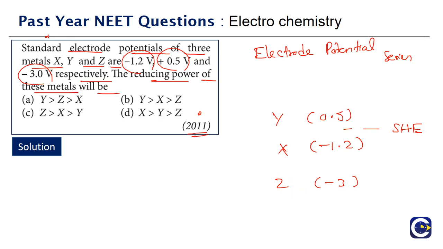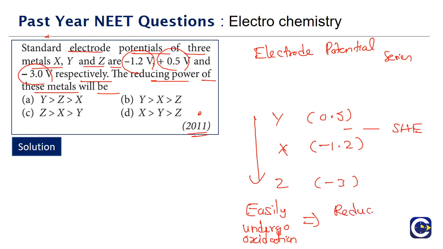So remember, if we go to the bottom of the series, these elements can easily undergo oxidation. Top easily undergo reduction, bottom easily undergo oxidation. Means when they are able to easily undergo oxidation, what does it mean? Their reducing power will be high. So when they are able to easily undergo oxidation, their reducing power will be high. Means at the bottom we will have the high reducing power.